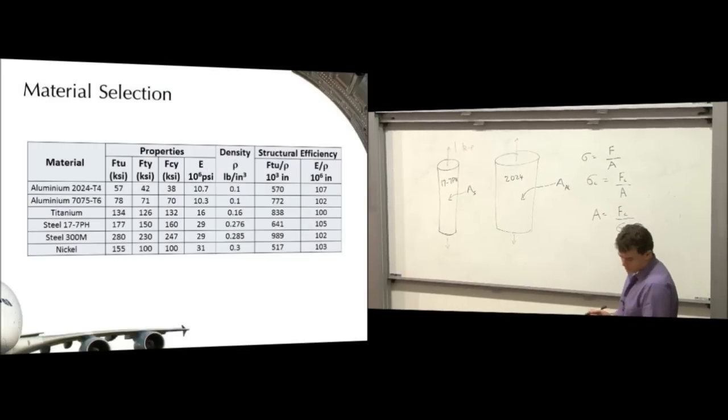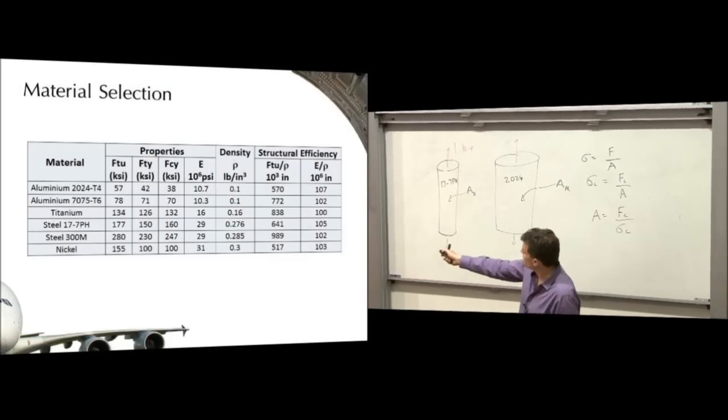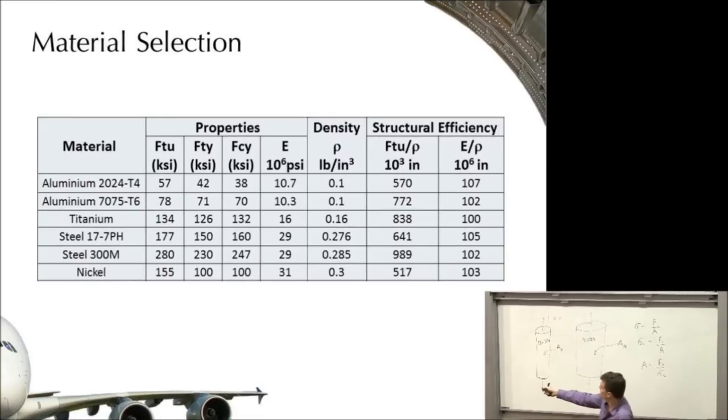Okay. So if we look at the units up here, sorry for the camera guys, we want to be using this column here, which is the FTY column, the tensile yield strength.